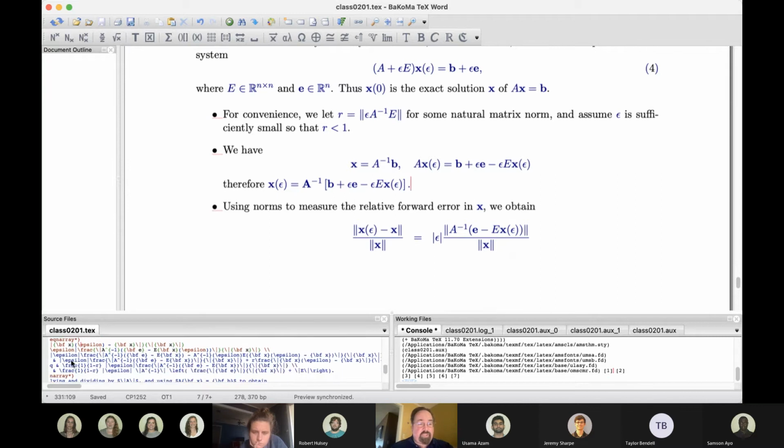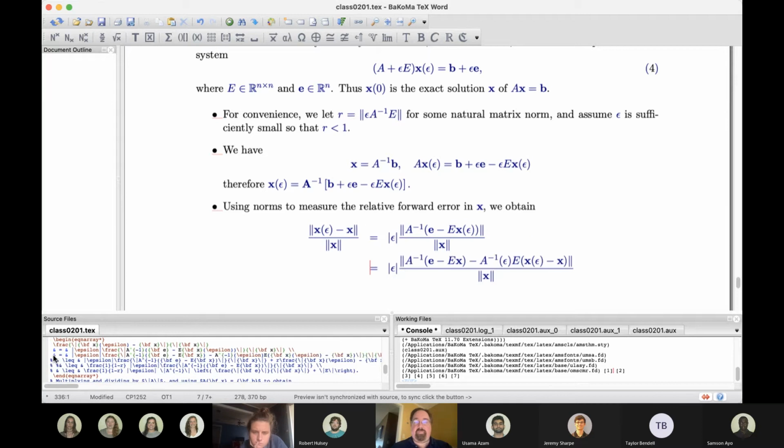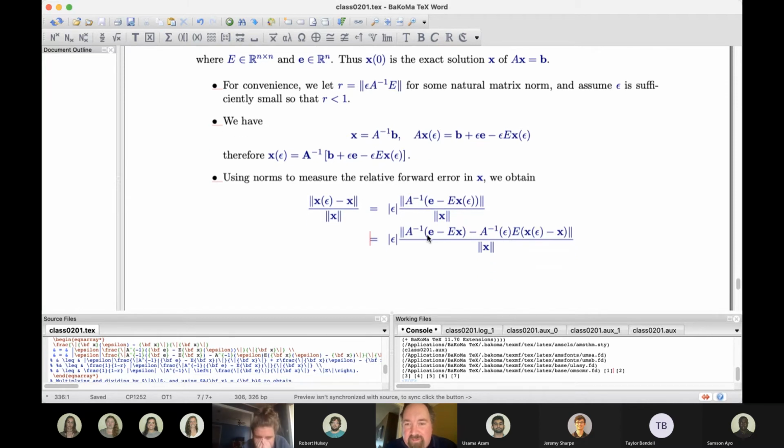Now, I can use a submultiplicative property of norms. What I did here is an add and subtract trick. I subtracted A inverse EX and added it back in, so then I could break these up. And according to the triangle inequality, I can split these up into these sums.